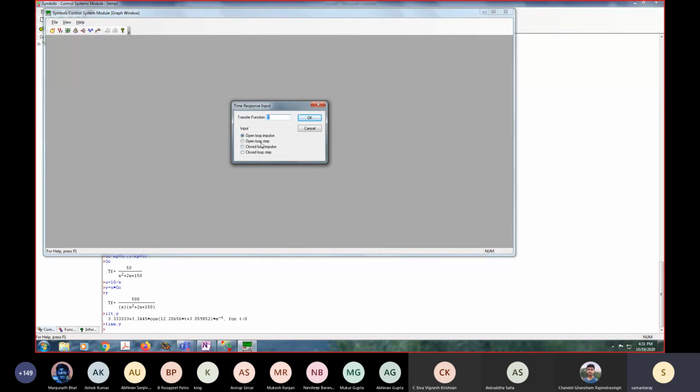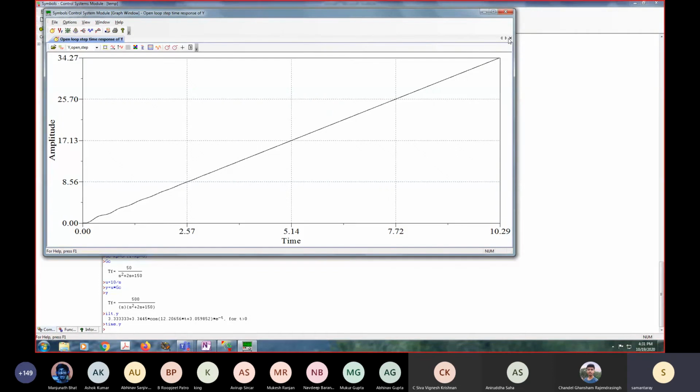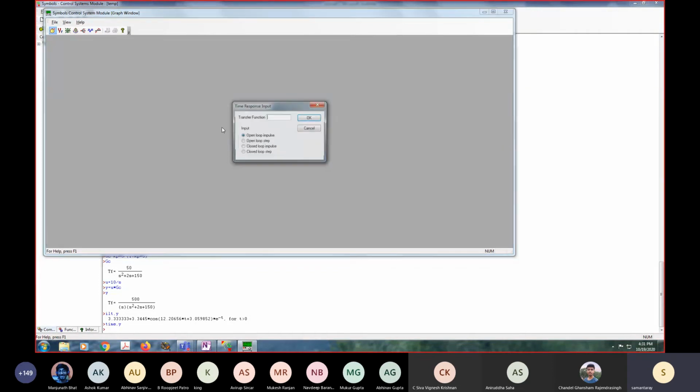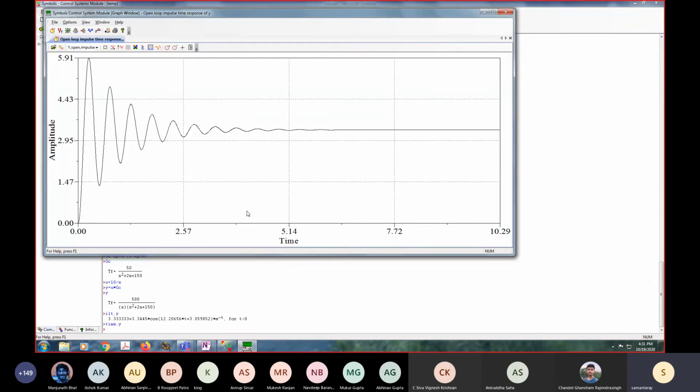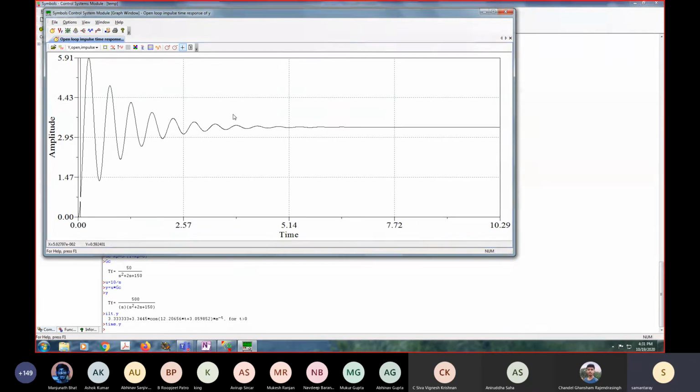Y. It is open loop step input. No, not this. Already I have taken step. So open loop impulse. So what is that? Y. Okay. So you see where has it gone? Some response has come. I put a cursor. I move that cursor. Let's go to end.